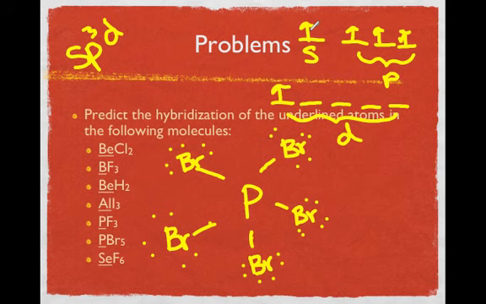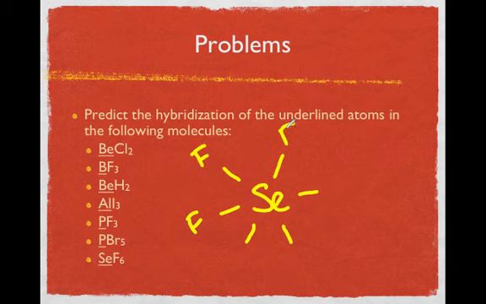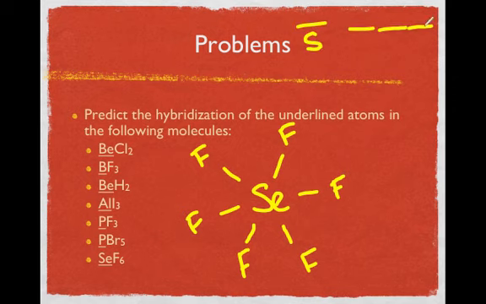So what would SeF6 look like? Selenium has 6 valence electrons, and there are 6 fluorines, which means... Is it okay if I don't put all those dots around the Fs? It's understood there are 6 dots around each of those fluorines. So we have S, 1, 2, 3, P.